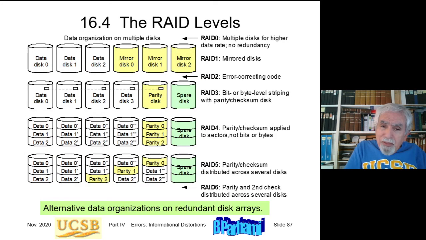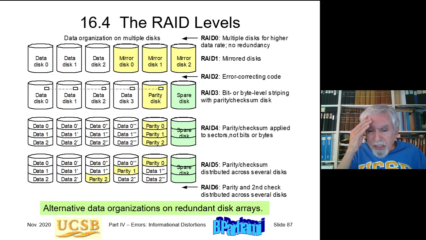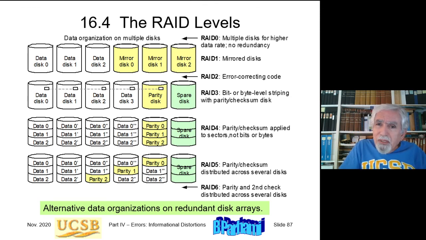So here is basically a snapshot of all the different RAIDs that have been defined over the years. From RAID 0, which is striping. It has no redundancy, just higher data rate. RAID 1 is mirror disk. It improves the reliability, but it has a very high redundancy. You need double the storage space.